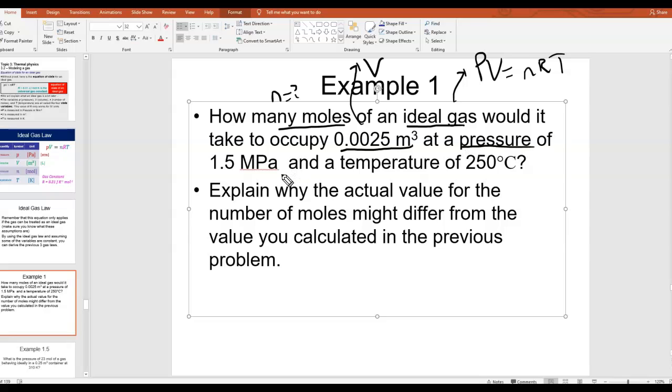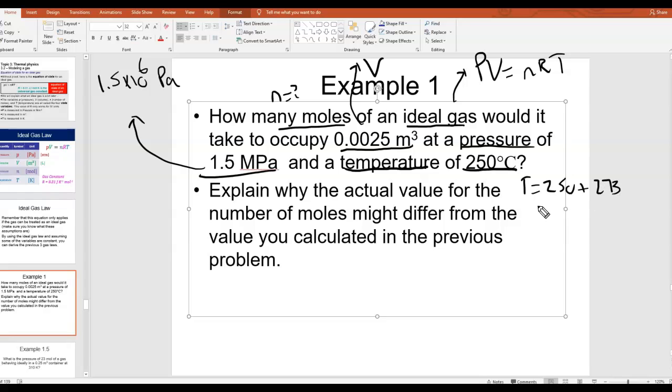The pressure, make sure that you convert that to pascals. Remember, mega is 10 to the 6, so that would be 1.5 times 10 to the 6 pascals. And the temperature is in Celsius. And remember, temperature must be measured in Kelvin. A change in temperature can be in either one, but temperature must be in Kelvin. So temperature in Kelvin is going to be 250 plus 273, and so that would be 523 Kelvin.